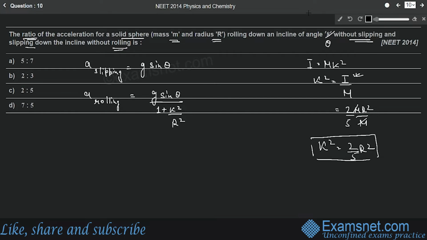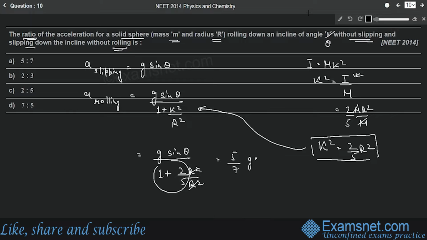So let's put this value here in this equation. It will be equal to g sine theta upon 1 plus k square, which is 2 by 5 r square, and here also we had r square already. So r square cancelled. On solving this, 1 plus 2 by 5, we will get 5 by 7 g sine theta.